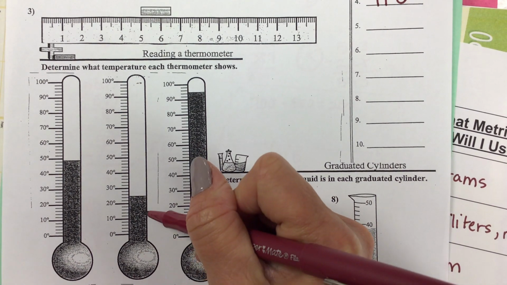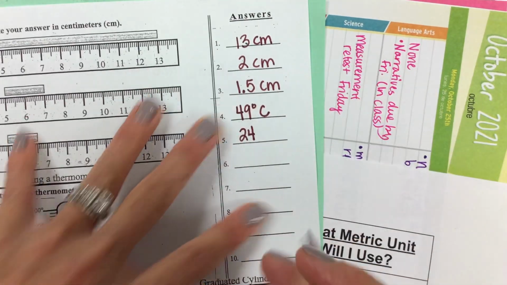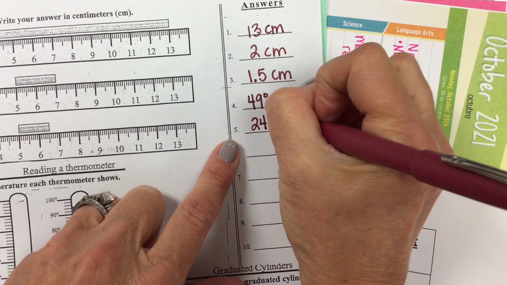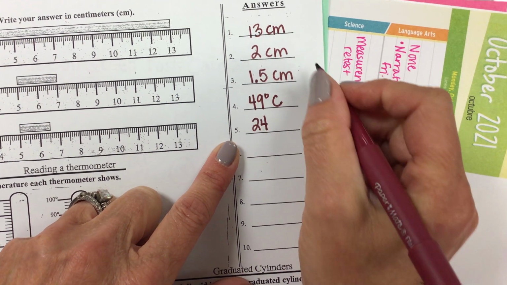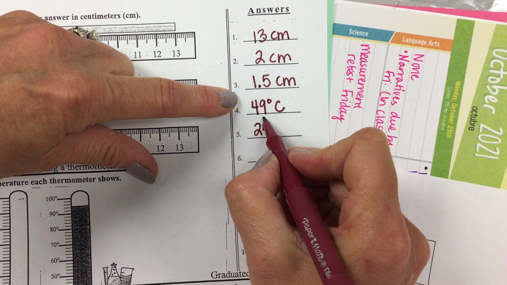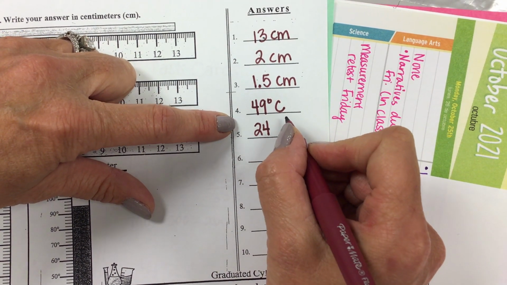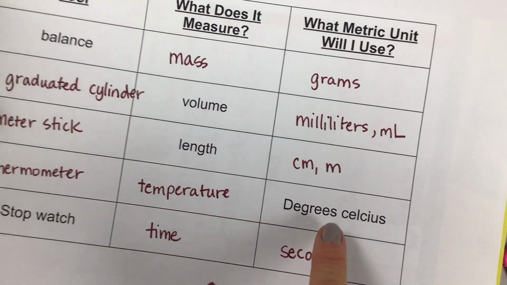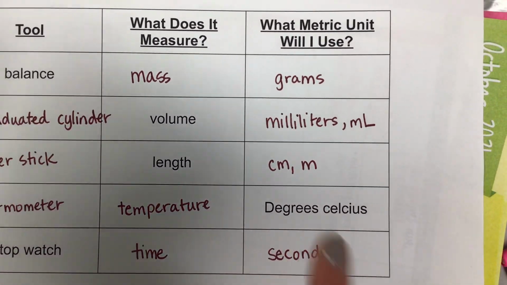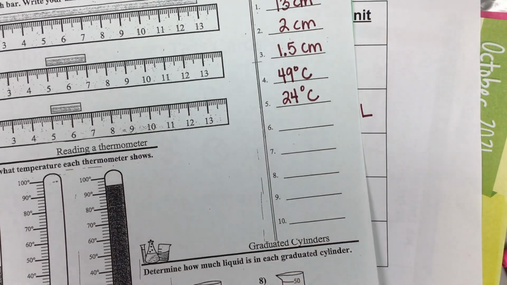Number 5. 24 what? No, it's a thermometer. Okay, we just did number 4 above it, and we put the correct unit. So what is the unit? Okay, it's a thermometer. You can also look back at this sheet. Thermometer, temperature, what's our unit? Degrees Celsius, and we write that this way. Okay, make sure you have that correct on your paper.